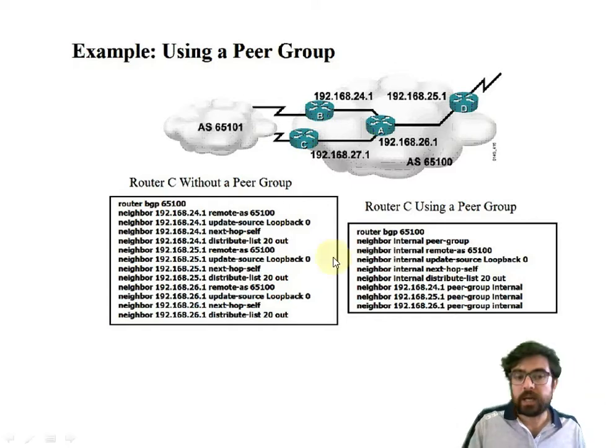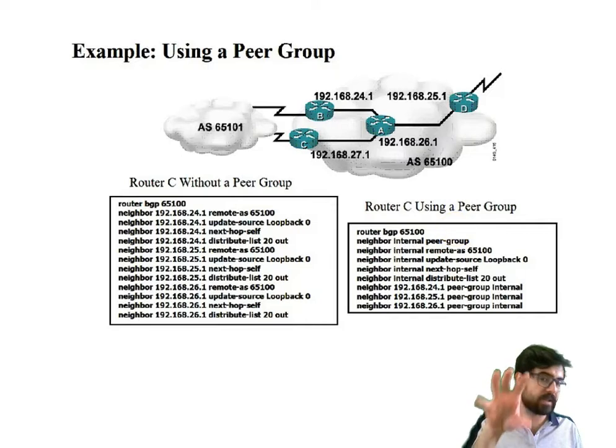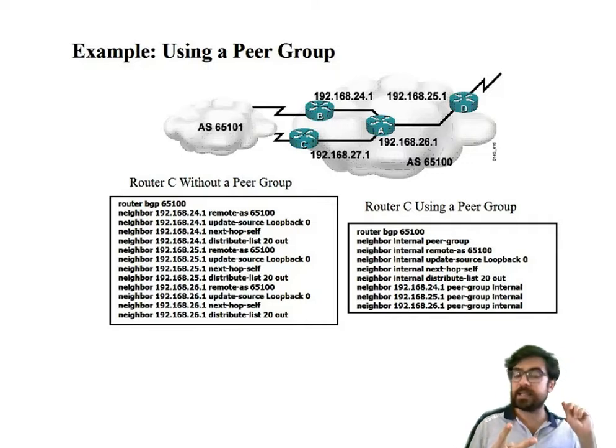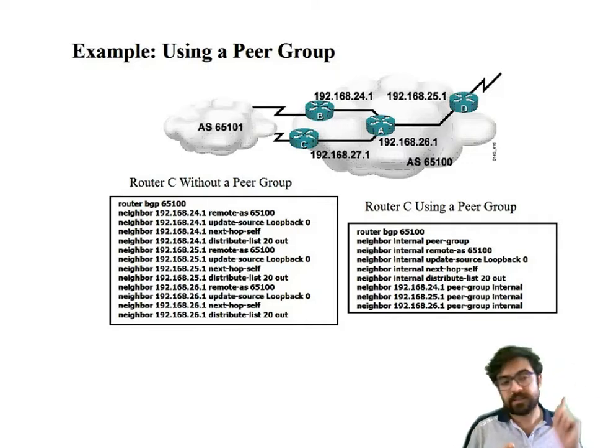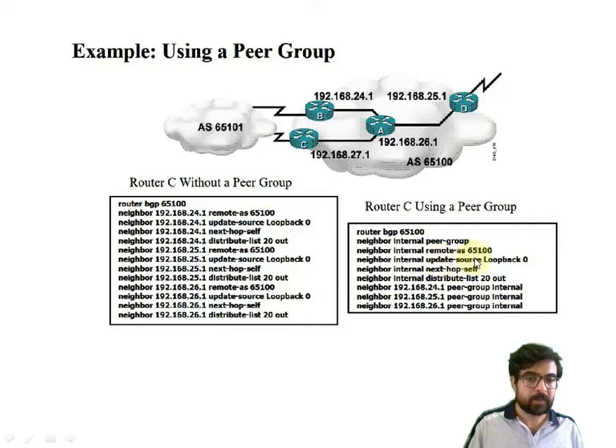How, with this command? Router BGP 6500, neighbor internal peer group. I'm going to tell the router: you need a peer group. Its name is internal, and the remote AS is the same because it's iBGP, and all of them should be updated from a loopback. Update source loopback 0, and all of them are next-hop self.